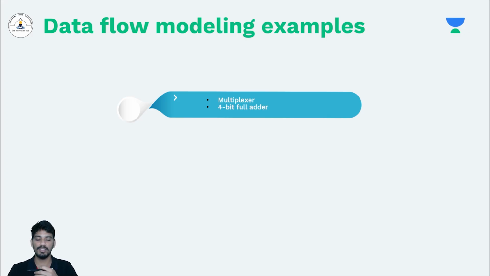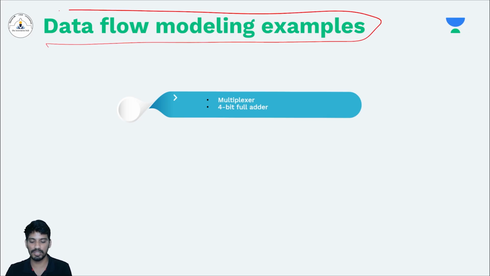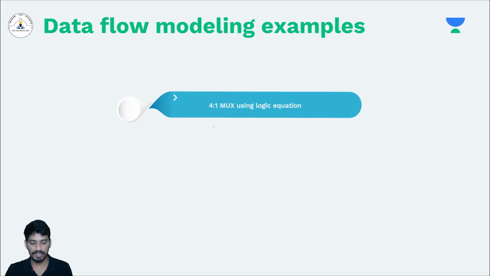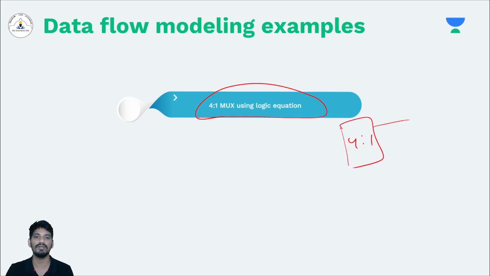Now let's see different examples using data flow modeling. In this particular case, I am using a 4:1 multiplexer example as well as a 4-bit full adder. Okay. Let's design a 4:1 multiplexer using data flow modeling. We have already seen how to design a 4:1 multiplexer using logic gates in gate level modeling. Now let's do the same operation using data flow modeling.